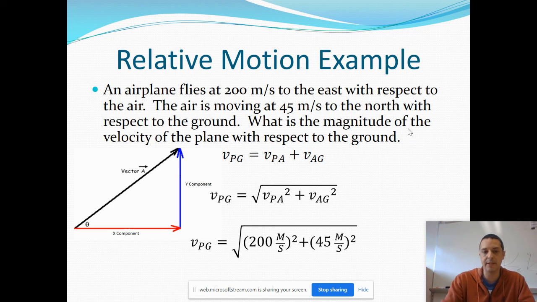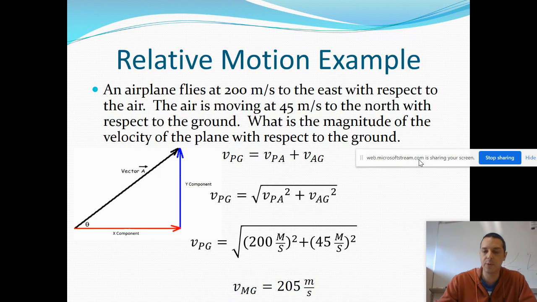Looking at this, we could plug in the velocity of the plane with respect to the air and the velocity of the air with respect to the ground, square them, and we end up with an answer of 205 meters per second.